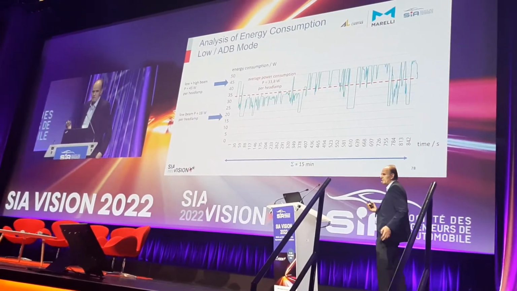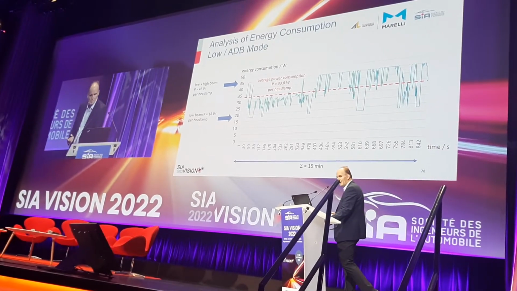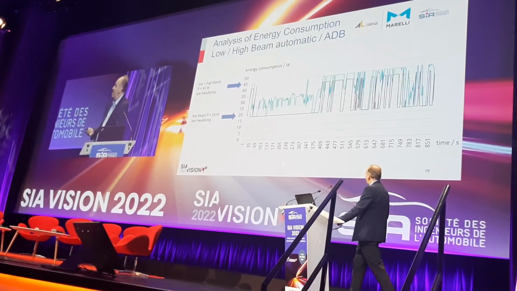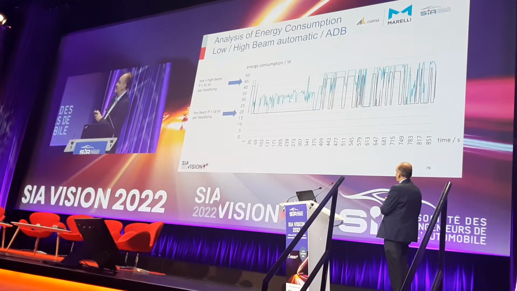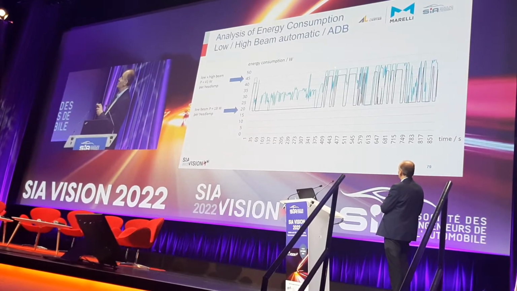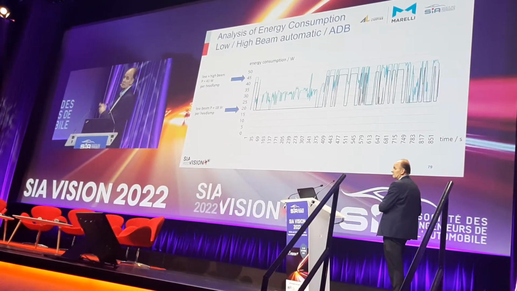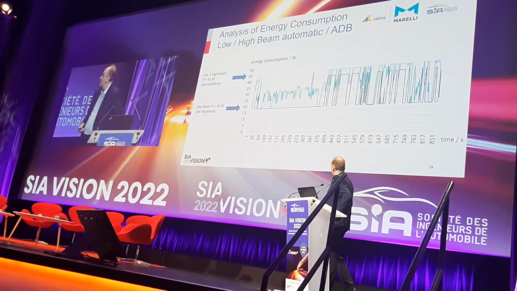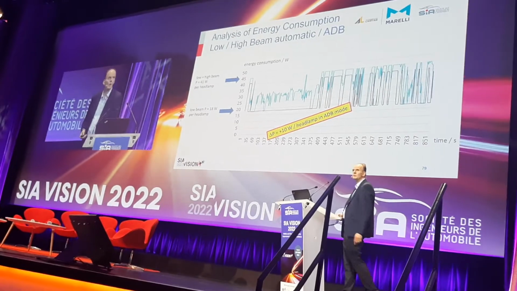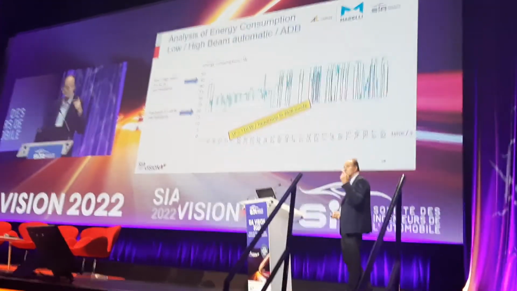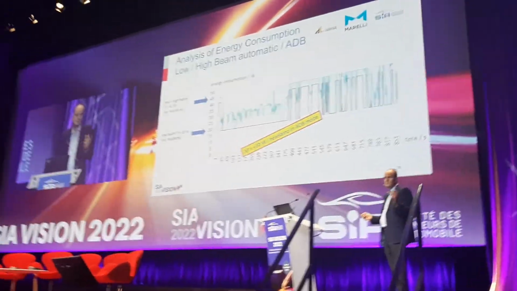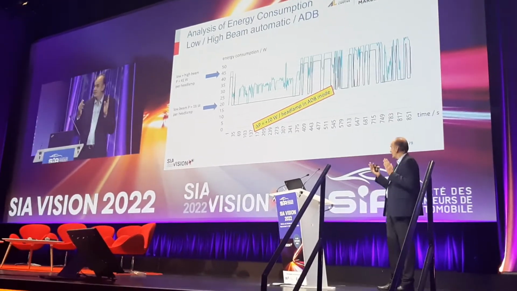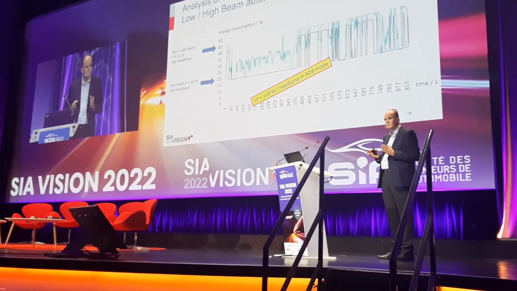That means between the low beam, high beam system and the ADB system, we have a higher power consumption in this section and also in this section here. And at the end, it's the difference of 10 watt, an additional 10 watt for the ADB.